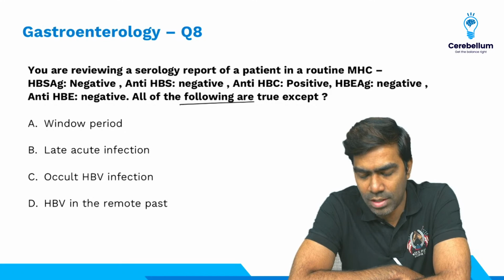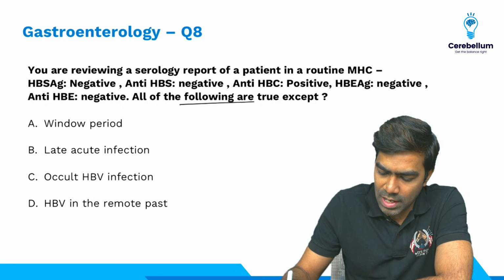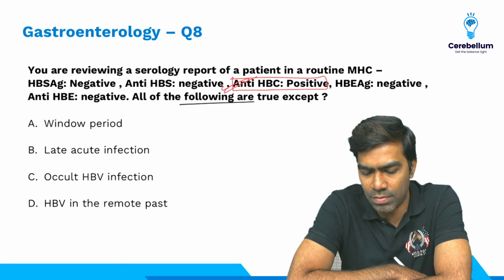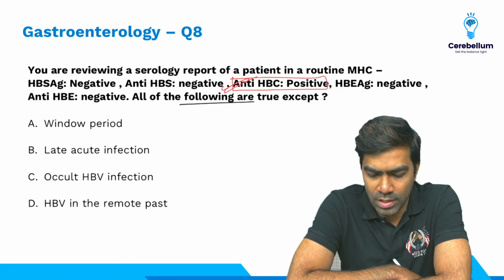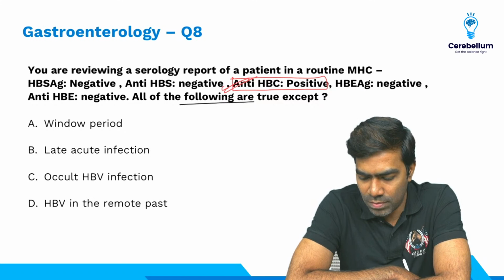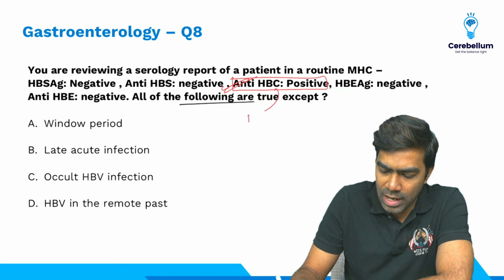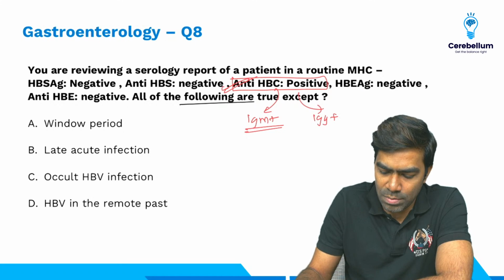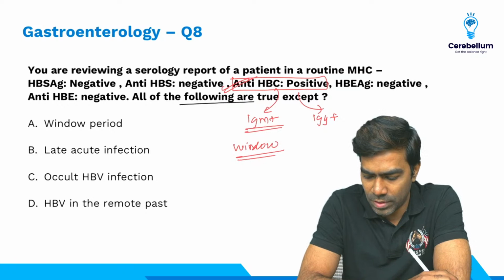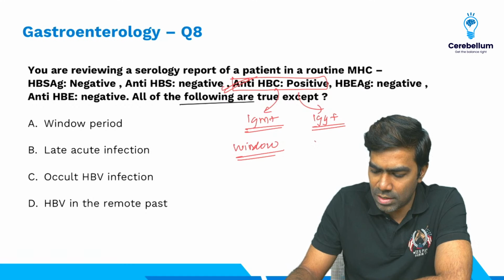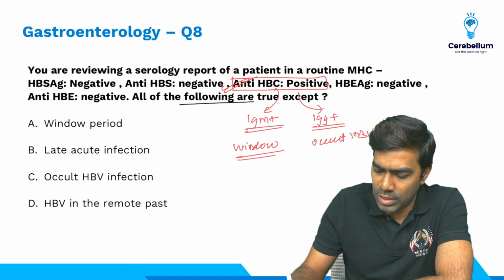See, the following is correct. So this patient has isolated anti-HBc positivity. Only anti-HBc is positive, nothing else is positive. Which of the following is false? That's what I'm asking. If anti-HBc alone is positive, it could be either IgM or IgG. If it's IgM positive, it usually indicates a window period. If it's IgG positive, it's going to indicate occult HBV infection. For both of these, you have to confirm with HBV DNA.